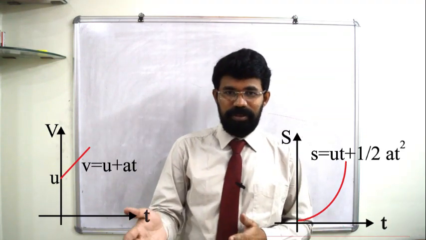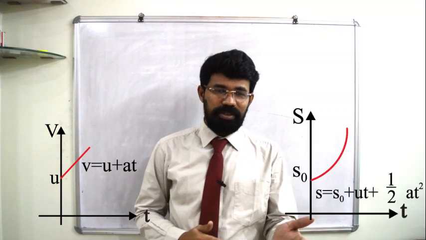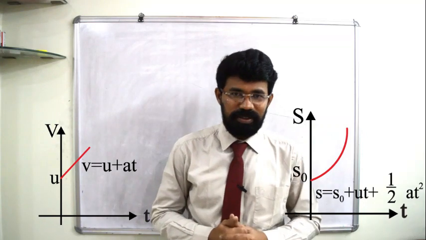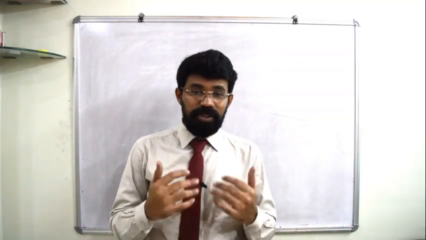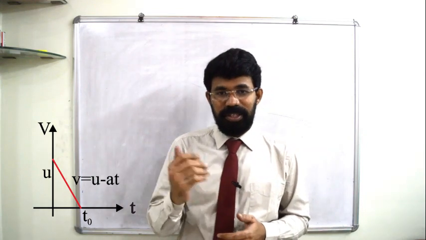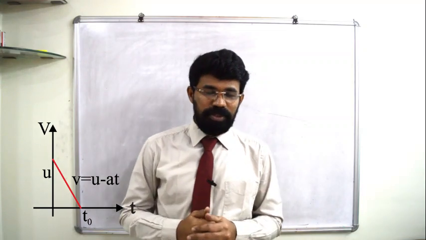And now if the body is undergoing uniformly accelerated motion with some initial displacement, then the velocity time graph remains as it is, but corresponding position time plot will be something like this. It starts at a point on the y-axis, at a point on the displacement axis. And similarly, if the body is undergoing uniformly retarded motion, this is the velocity time graph. You will have a negative slope, a straight line will be there.